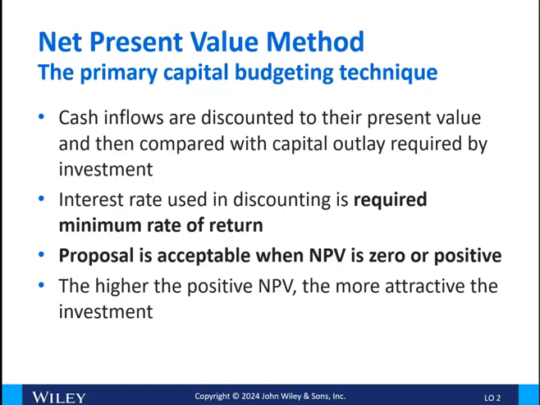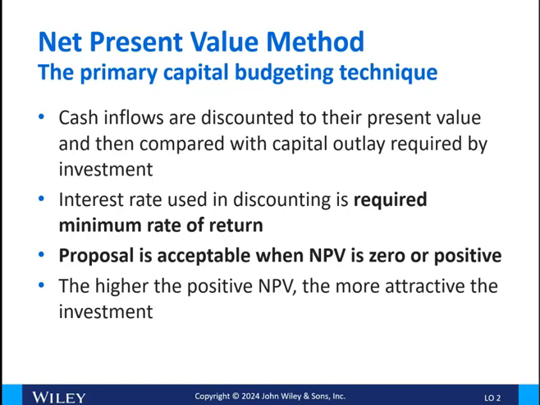So when we use the net present value method, we're going to discount the cash inflows to their present value and then compare that with the capital outlay. When we talk about money, $1 today is worth more than $1 in the future for different reasons. Finance class will really get into that, but we use it in accounting as well. So we're going to take that future cash flow and bring it back to today's dollars.